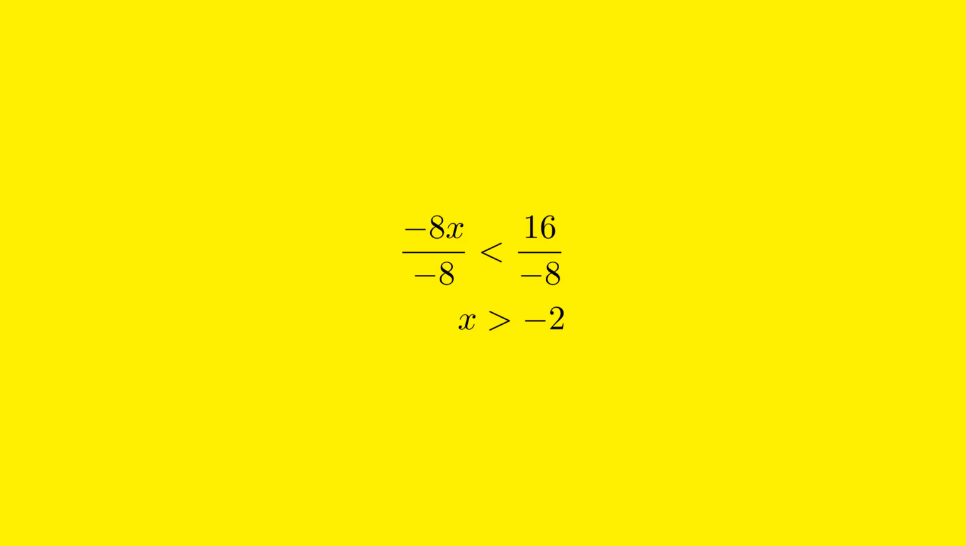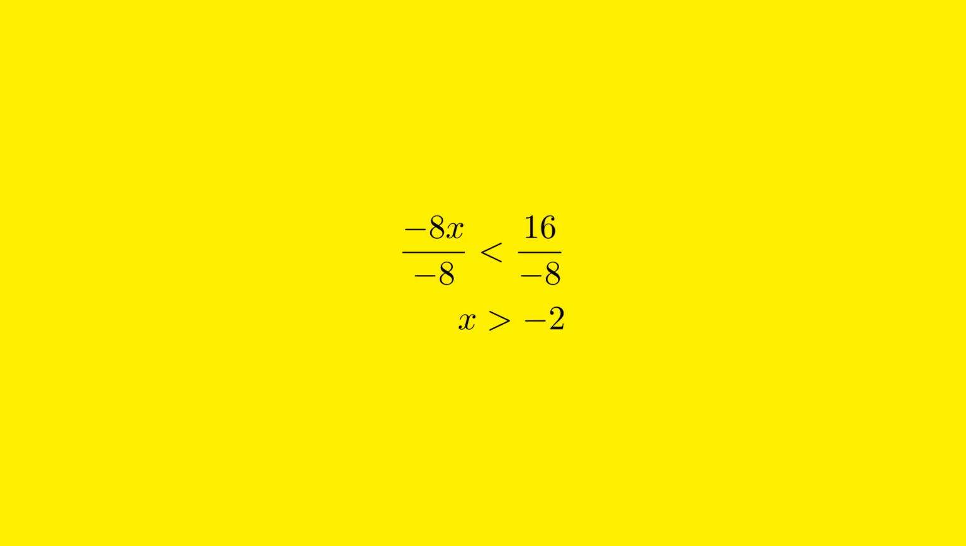Dividing both sides by -8, we have the left side as -8x divided by -8, and the right side as 16 divided by -8. The left side simplifies to x, and 16 divided by -8 simplifies to -2. Since we divided both sides by a negative number, the inequality sign reverses direction. The new inequality is now x > -2. This step is the final step. We have now isolated the variable x and found the solution to the inequality.